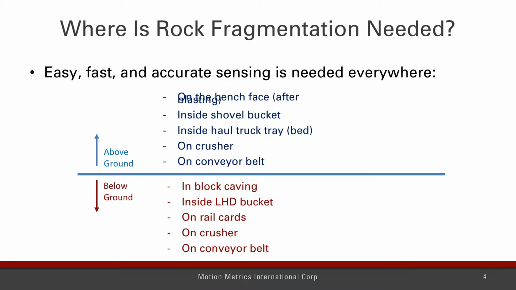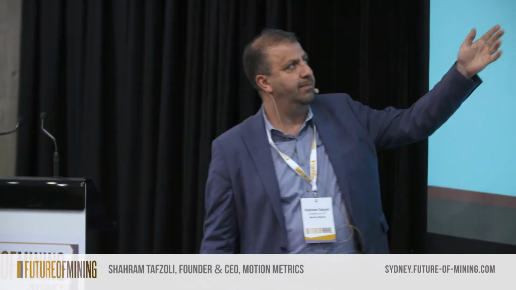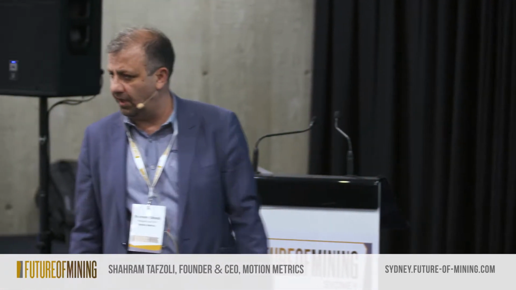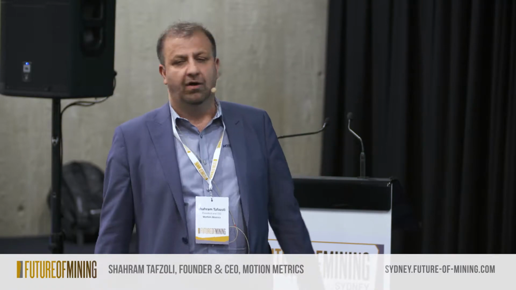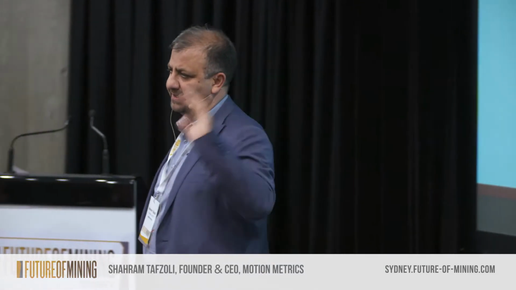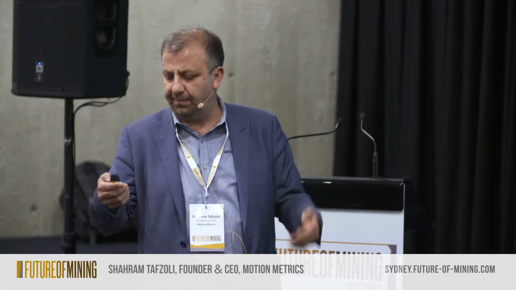So, where do we need to do rock fragmentation? Easy, fast, and accurate rock sensing is needed both above the ground and below the ground. Above the ground: on the bench face after blasting, inside the shovel bucket, and I'll show you examples of how we do that. On the tray of the haul truck bed, on the crusher, and on the conveyor belt. Below the ground: in block caving, inside the LHD bucket, on the rail cars, on the crusher and conveyor belt. I may have missed some stuff here, but for those in mining, the more you sense, the better you can optimize your process.